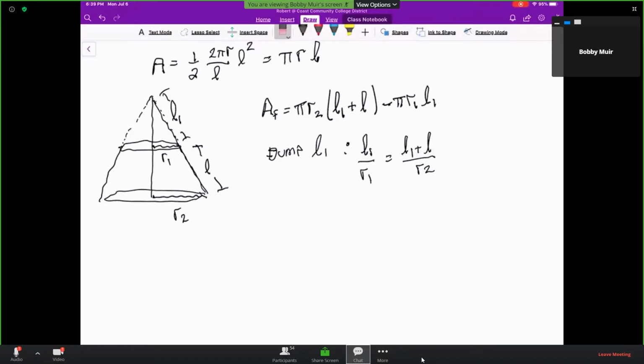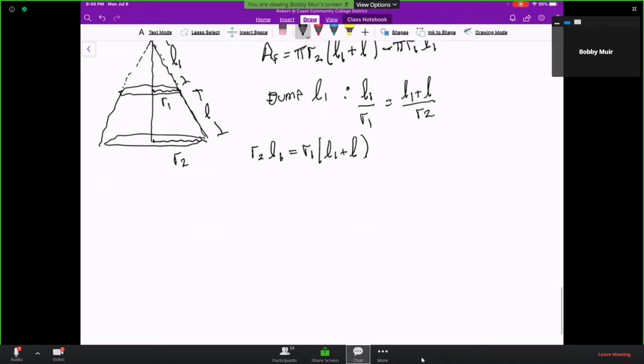Okay, so if I manipulate this a little bit, R2 times L1 is equal to R1 times L1 plus L. Now this is just a bunch of busy work, okay?